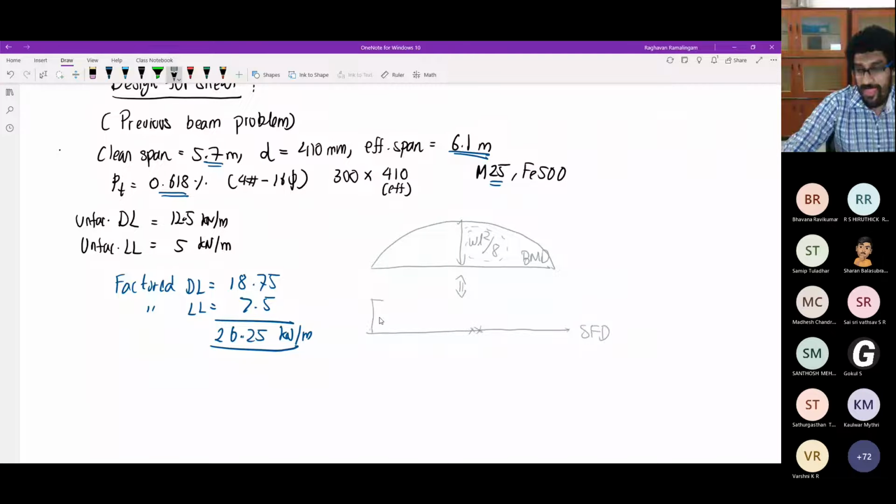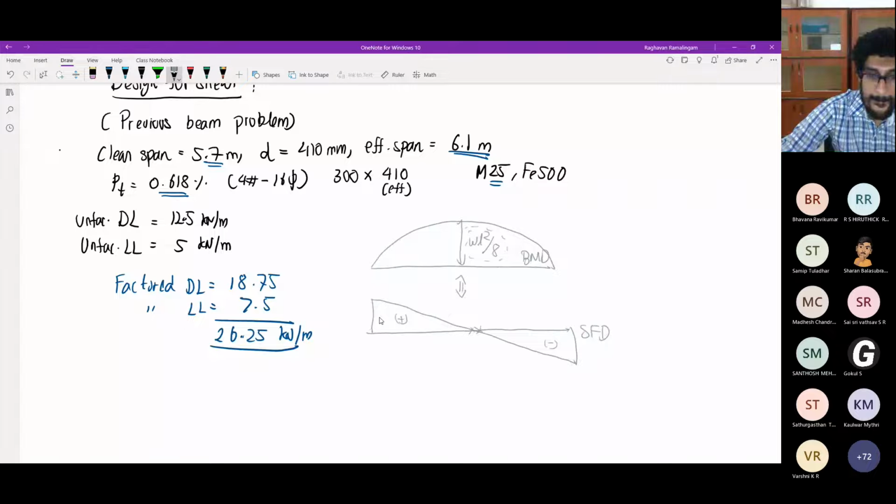What is this value here and here? What is the value of this? What's the ordinate of this SFB? This is WL square by 8. What will be this? So WL will do, WL by 2.